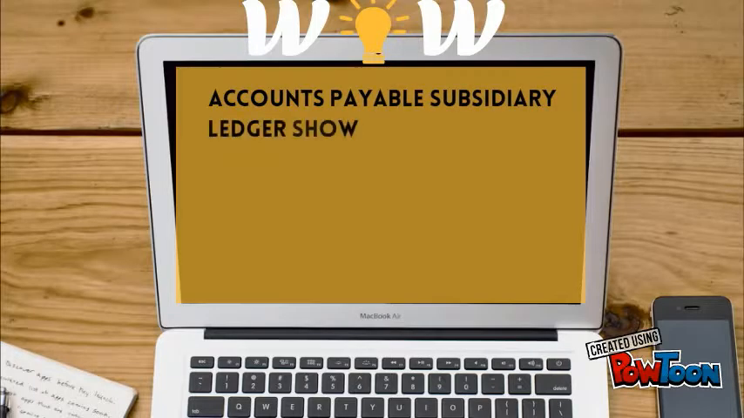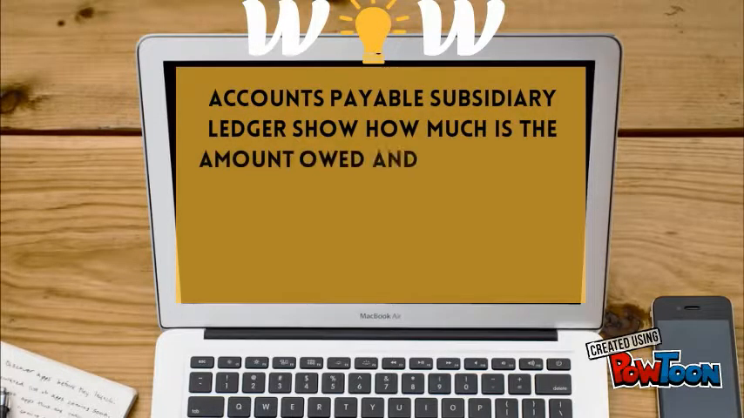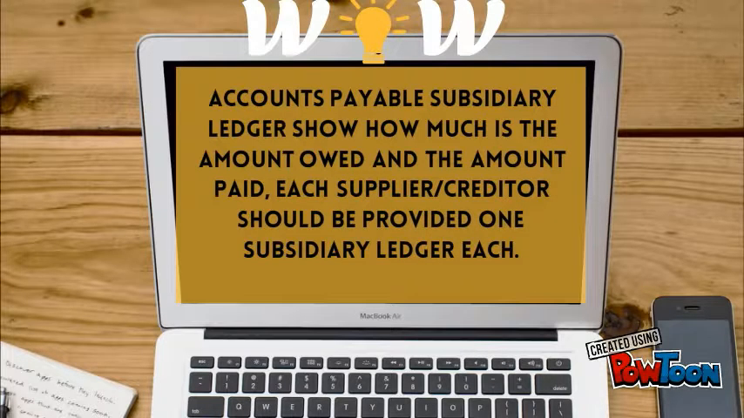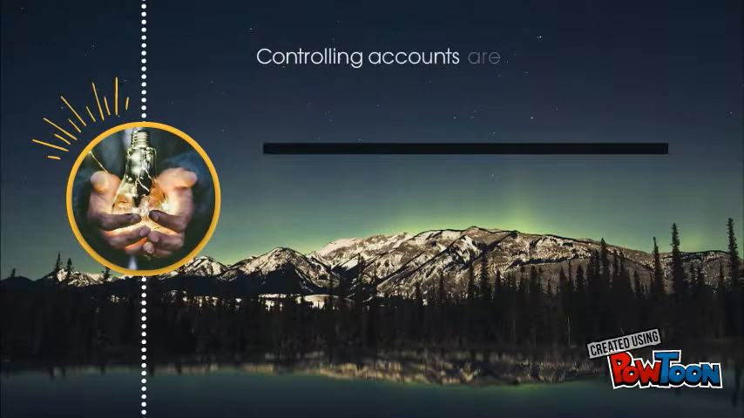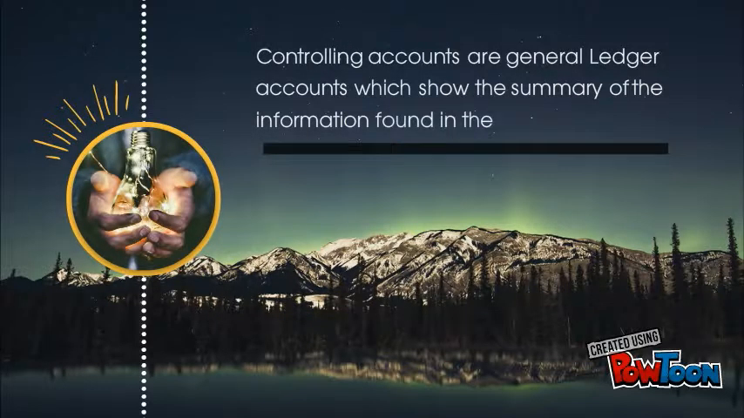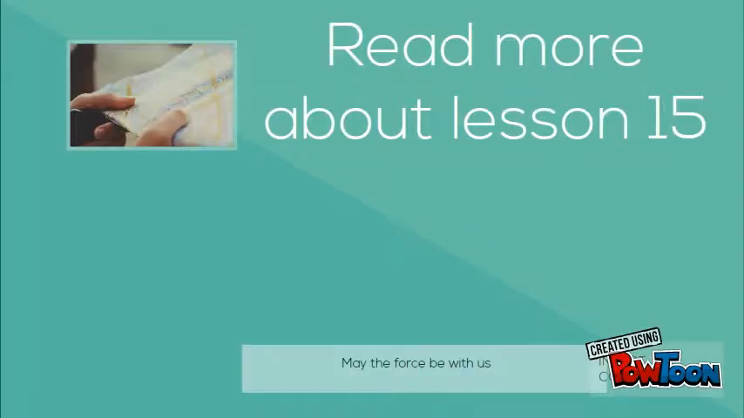Accounts payable subsidiary ledger shows how much is the amount owed and the amount paid. Each supplier or creditor should be provided one subsidiary ledger each. Controlling accounts are general ledger accounts which show the summary of the information found in the subsidiary ledger. Read more about Lesson 15.